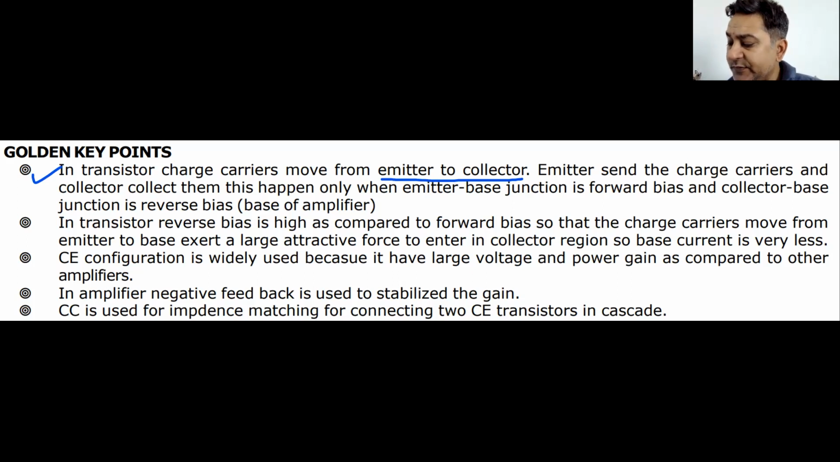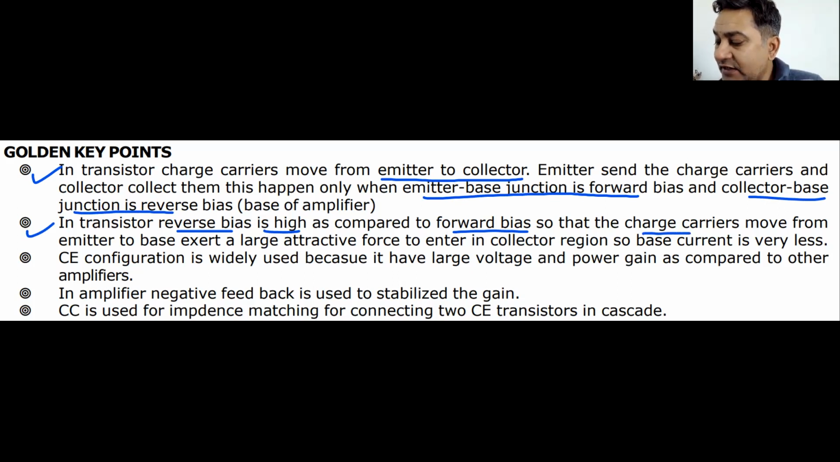You always know this. Emitter base is forward bias and collector base is reverse bias. We have already seen that. Yes or no? Yes, sir. In a transistor, reverse bias is high as compared to forward biasing. We have more reverse biasing than forward biasing, so that the charge carriers move from emitter to base.